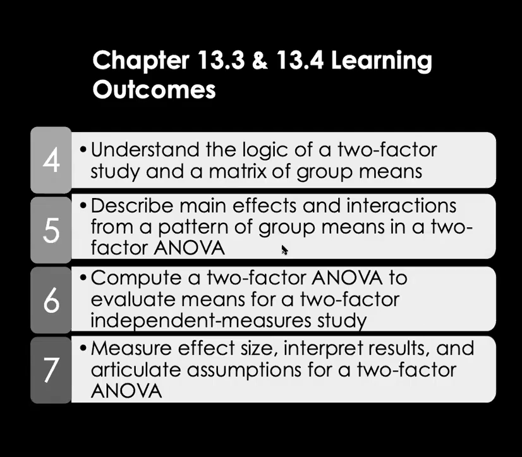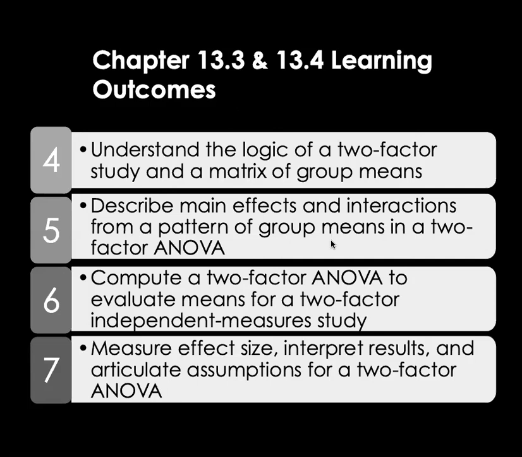Okay, so moving on to two-factor ANOVAs, chapter 13, sections 3 and 4, or excuse me, this should be 4 and 5. I apologize that this slide is incorrect. Up here it should say 13.4 and 13.5. We should be able to understand a two-factor study and something that we're going to look at called a matrix of group means. Very exciting.